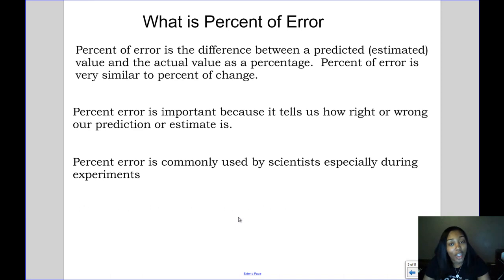So in today's video, we're learning about percent of error, and this is something very popular in science because they like to see, when they're doing their experiments, how close or how far their predicted value or their estimate was from the actual value. So make sure you tell our science teacher that you learned a little science today in the video.